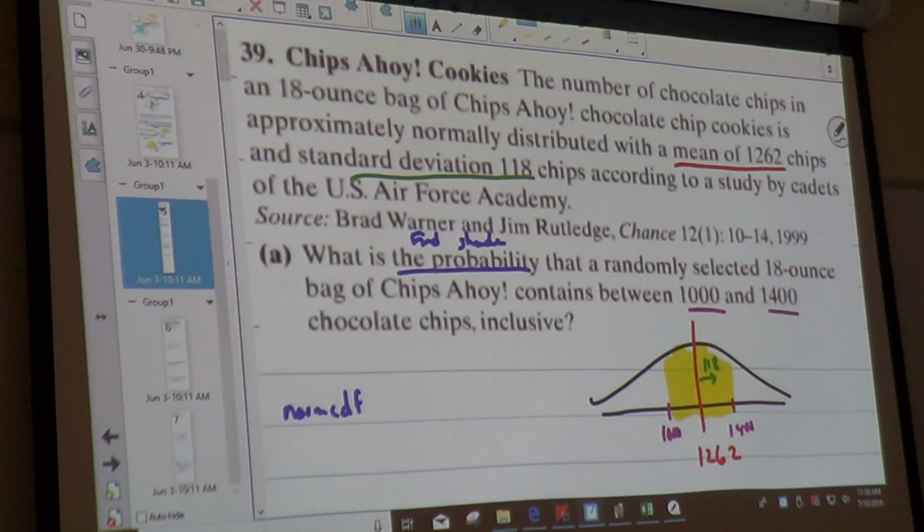So, when we do normal CDF, where does our shade begin? 1,000. Where does our shade end? And then mean and standard deviation.